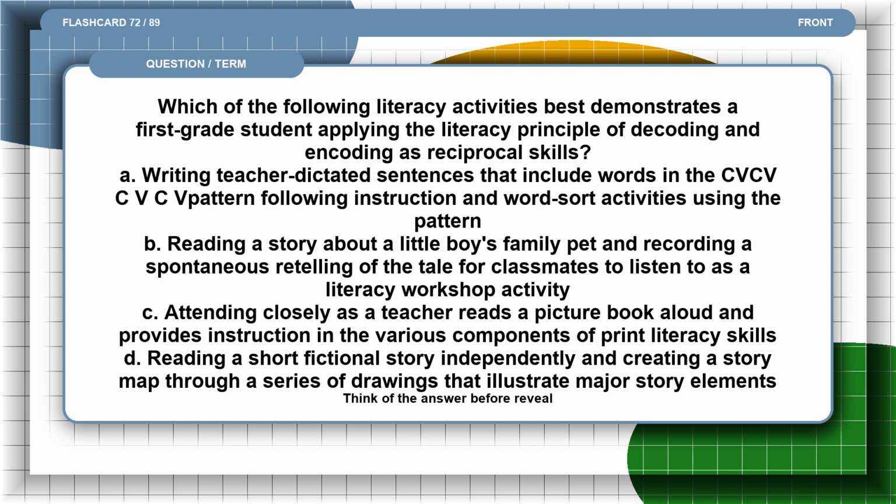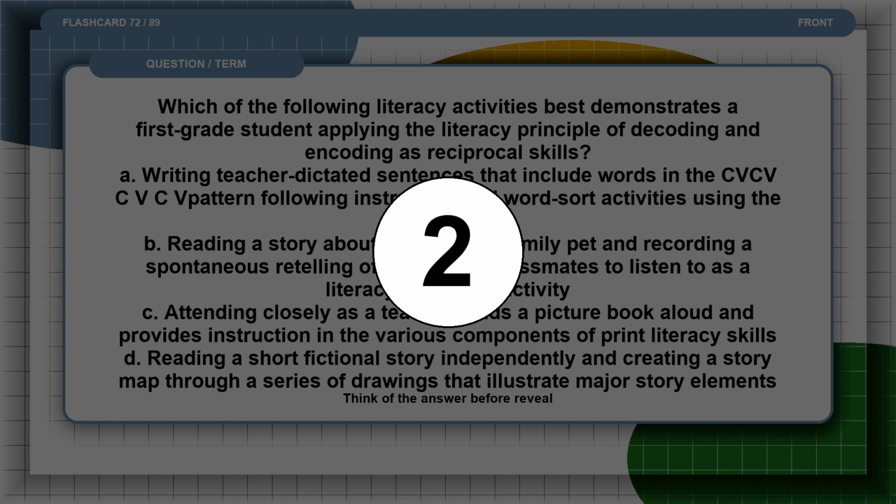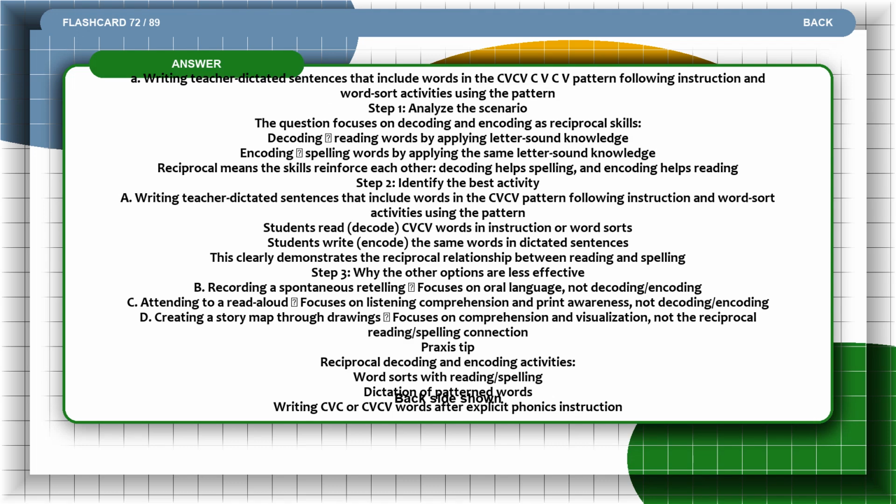C. Attending closely as a teacher reads a picture book aloud and provides instruction in the various components of print literacy skills. D. Reading a short fictional story independently and creating a story map through a series of drawings that illustrate major story elements. Pause and think of the answer before the reveal. The answer is A. Writing teacher-dictated sentences that include words in the CV pattern following instruction and word-sort activities using the pattern.